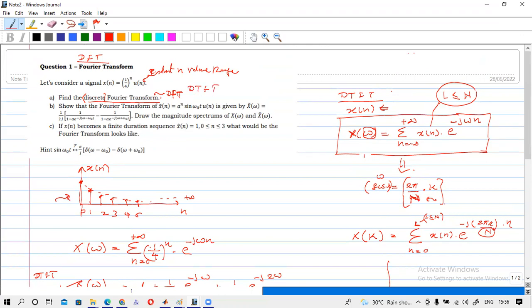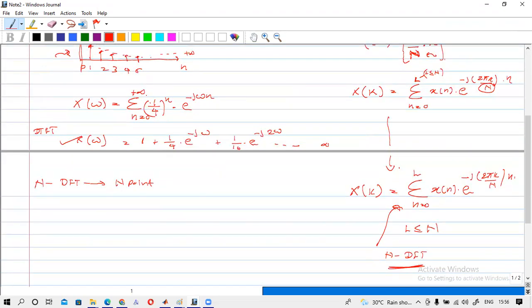But I think it is not fair, because if it is discrete Fourier transform, it is always DFT. If you put discrete-time Fourier transform, maybe it is okay, you have to find the Fourier transform. But here it is DFT, so it should be N-point. So I think you can write like this.